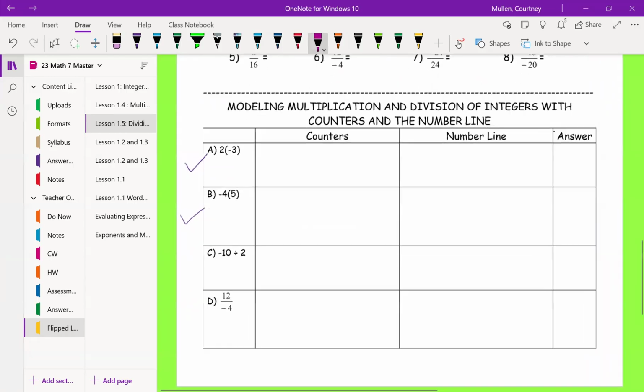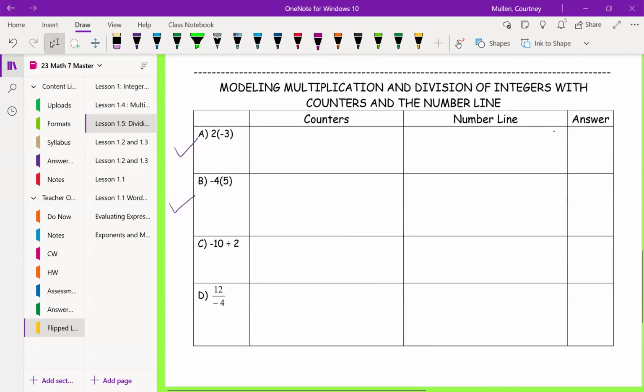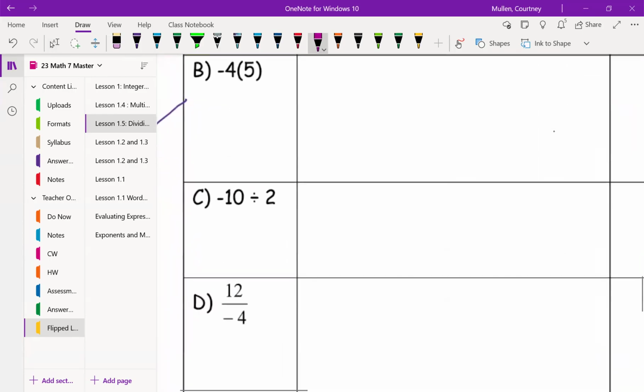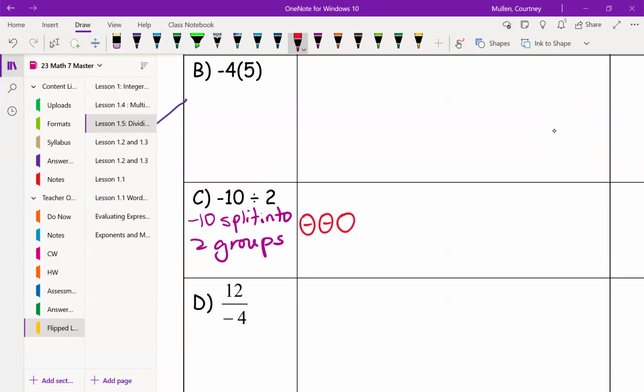If we take a look at problem C, we have -10 divided by 2. This is splitting -10 into 2 groups. So let's write that in the box. -10 split into 2 groups. So we're going to start by drawing 10 negative counters. 1, 2, 3, 4, 5, 6, 7, 8, 9, 10.